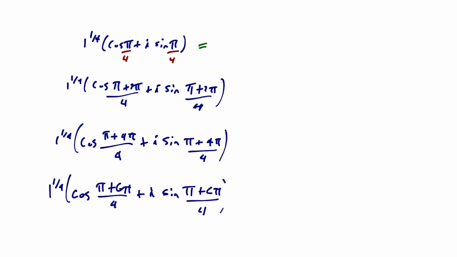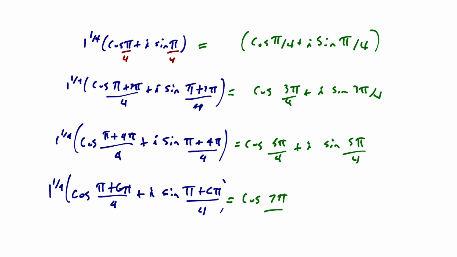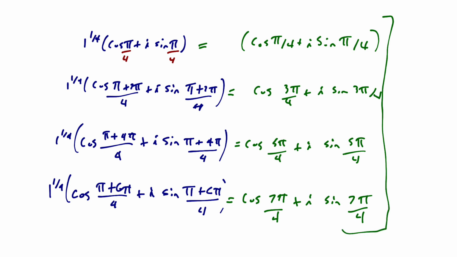And this doesn't simplify anymore. This is just going to be equal to cosine of pi divided by 4 plus i sine of pi divided by 4. This is going to be equal to cosine of 3 pi divided by 4 plus i sine of 3 pi divided by 4. This term we're going to get cosine of 5 pi divided by 4 plus i sine of 5 pi divided by 4. And finally at this term here we'll get cosine of 7 pi divided by 4 plus i sine of 7 pi divided by 4. And these are going to be our fourth roots of our complex number, negative 1.